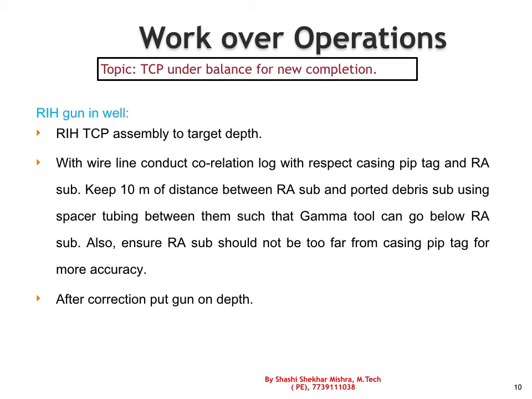because as we run the log, the gamma tool has to go below the RA sub, so there must be room for accommodating that gamma tool. And we also ensure that the RA sub is not too far away from the casing tip tag, for more accuracy. Then once our correlation log is done, whatever correction factor comes, we place the gun on depth based on the correlation log.